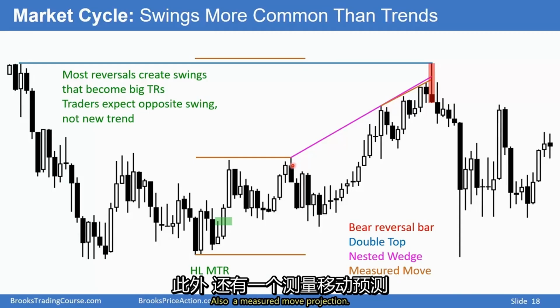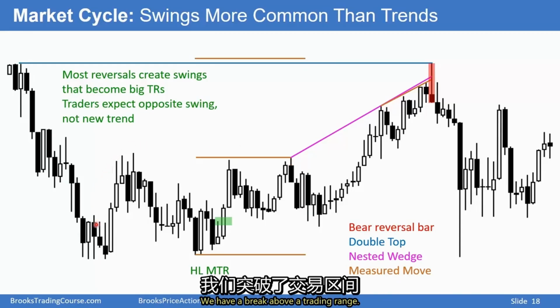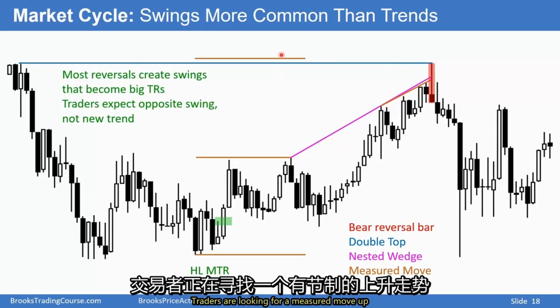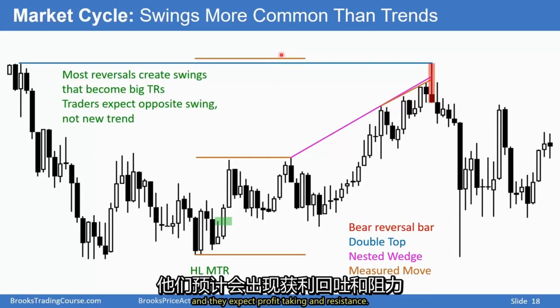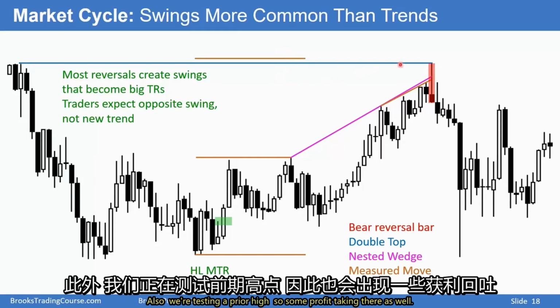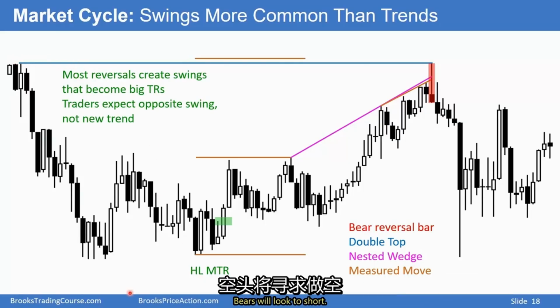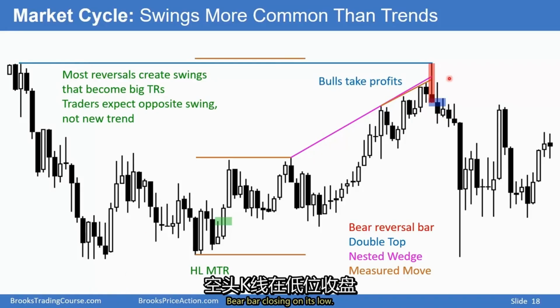Also, a measured move projection. We have a break above a trading range. Traders are looking for a measured move up, and they expect profit taking and resistance. Also, we're testing a prior high, so some profit taking there as well. Bears will look to short. Bear bar closing on its low. Bulls will take profits. Aggressive bears will sell.